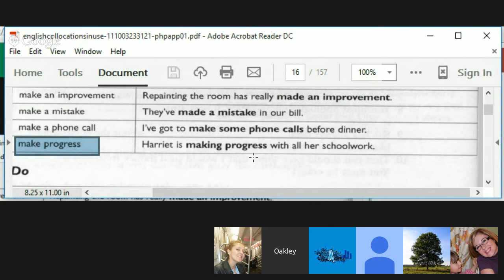Pretty straightforward. I don't know any other synonyms for progress here. Make advancement. Making advancement. Or make a great evolution. Well, the problem with that, Anna, is that instead of making advancement, I would just say advancing.